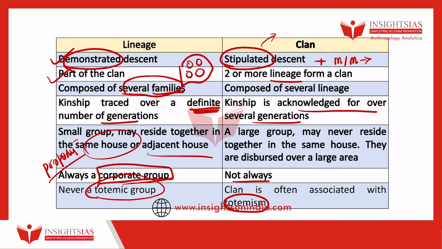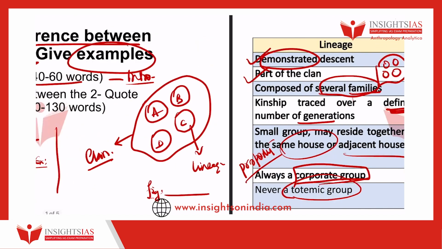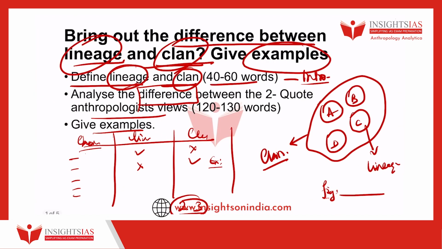And then in your conclusion, you can write how lineages and clans are undergoing change due to modern forces. That could be one aspect of it. Or you can relate lineage and clan with phratry and moiety, and how they are significant units of social organization in primitive society. So this is how you try to answer this question.